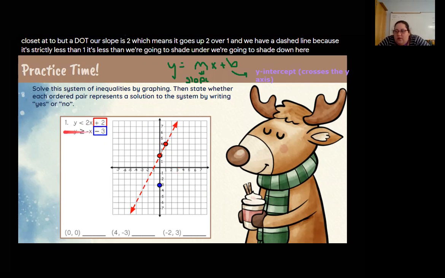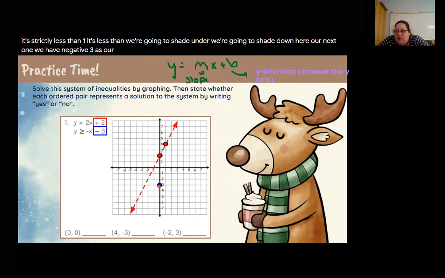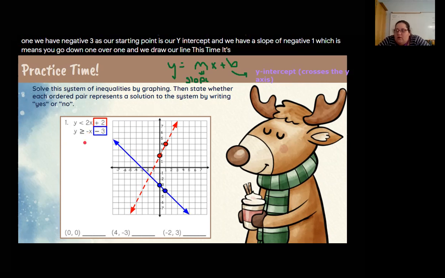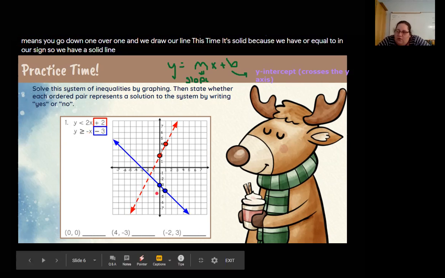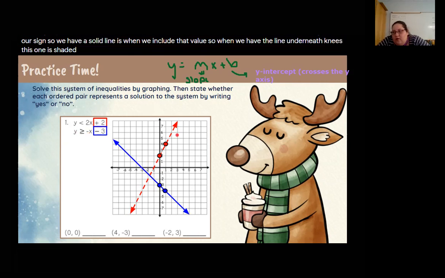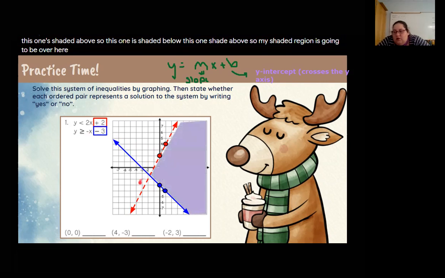Our next one, we have -3 as our starting point, as our y-intercept. And we have a slope of -1, which means we go down 1 over 1. And we draw our line. This time it's solid because we have "or equal to" in our sign. A solid line is when we include that value. This one's shaded above, and the other one is shaded below. So my shaded region is going to be over here. This is our matching shaded region.